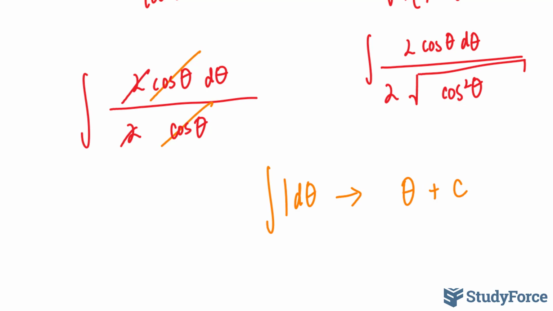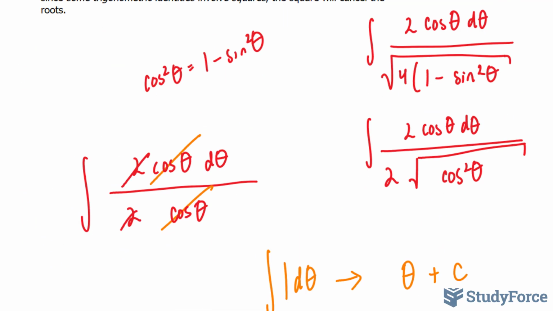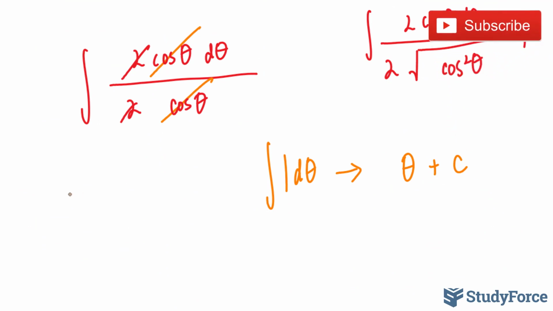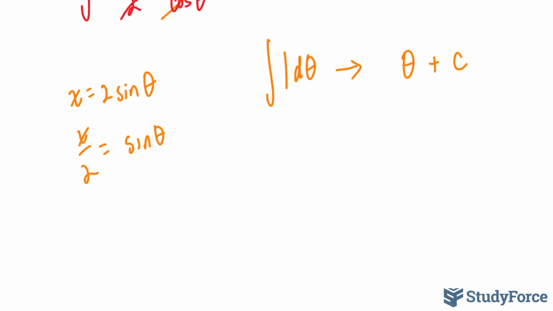Now, of course, our original equation was in terms of x. So what we have to do is analyze this part. Remember, we set x equal to 2 sine theta. And we can isolate for theta here and substitute it back in. How do we do that? Well, I'm going to divide both sides by 2, where I end up with sine theta is equal to x over 2. I'll take the inverse sine of both sides, is equal to theta, and I'll substitute this where that theta is, and we have our integral in terms of x.